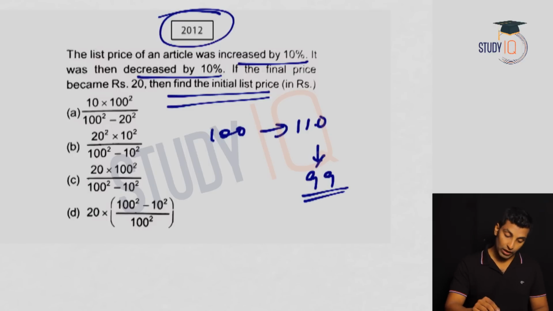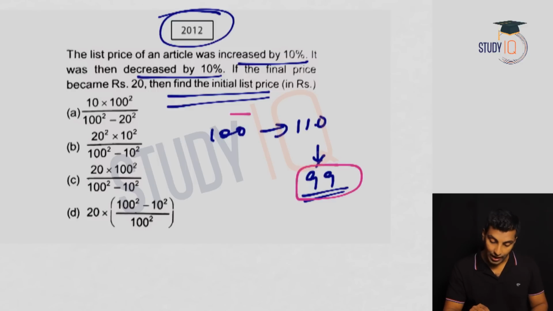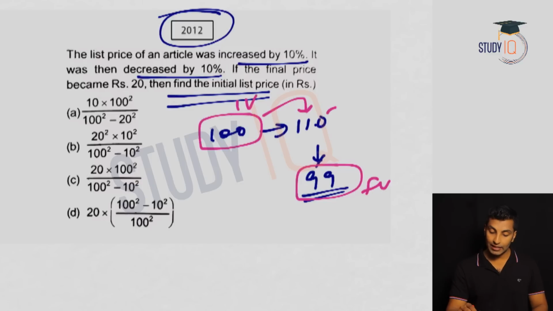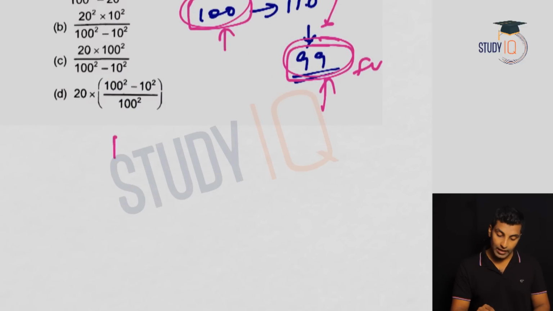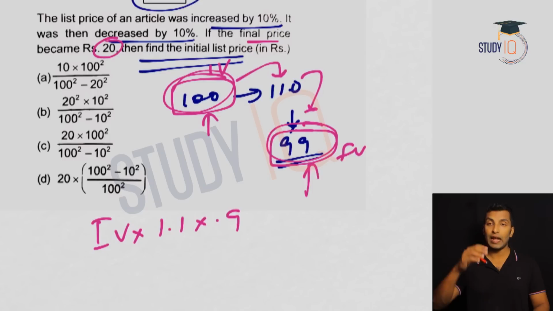And what is given in this case? This 99 is given, 100 is what is asked, because this is the initial value and this is the final value. These are the percentage changes, right? So if it was 100, it will be 99. What is given is the final price, and you need to find this position. So initial value into the two multiplication factors, 1.1 into 0.9. That's what 10% increase means, 100 plus 10 by 100, then 10% decrease means 100 minus 10 by 100. So initial value into 1.1 into 0.9 is the final value.